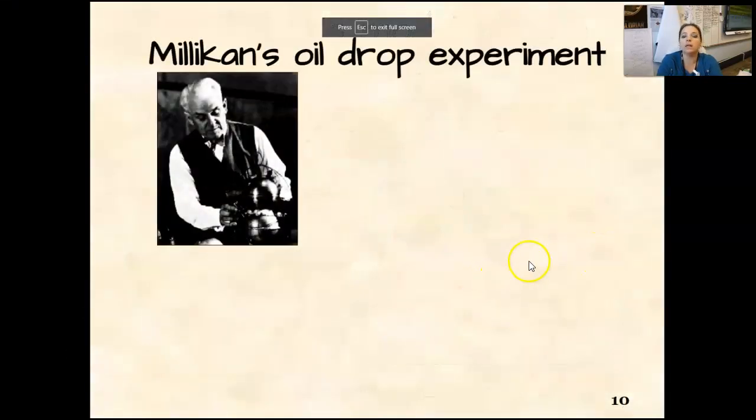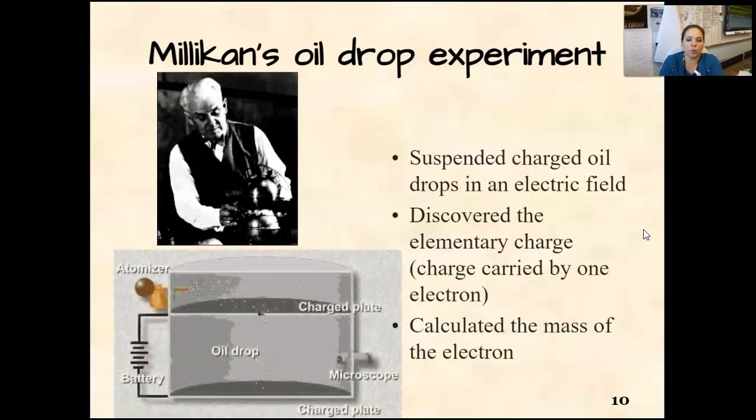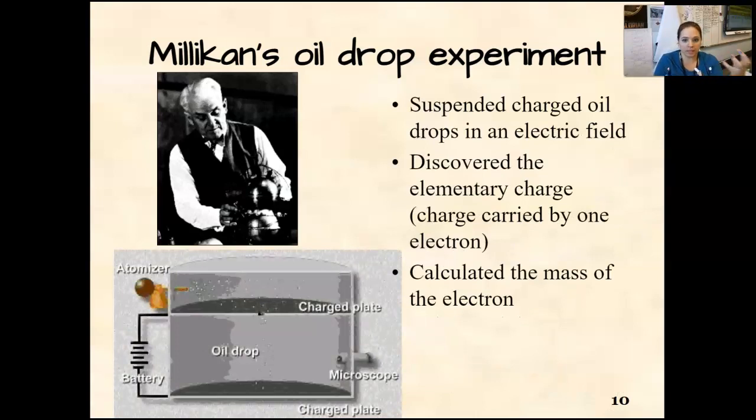So then we have Millikan's oil drop experiment. We haven't looked at that too much yet. With this, this guy suspended charged oil drops in an electric field. He discovered the elementary charge carried by one electron. He found out what that charge is, and he calculated the mass of an electron. It's really, really tiny.